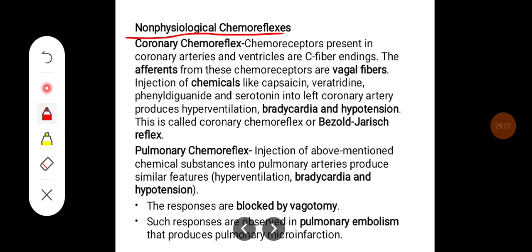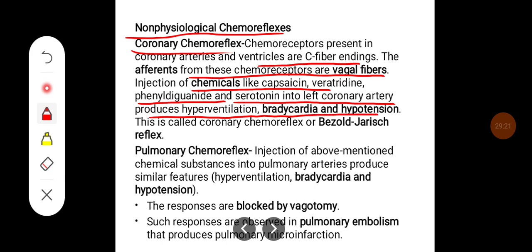Non-physiological chemoreflexes. Coronary chemoreflex. Chemoreceptors present in the coronary arteries and the ventricles are C fiber endings. The afferents from these chemoreceptors are vagal fibers. Injection of chemicals like capsaicin, veratridine, phenylbiguanide, and serotonin into the left coronary artery produces hypoventilation, bradycardia, and hypotension. This is called coronary chemoreflex or Bezold-Jarisch reflex.